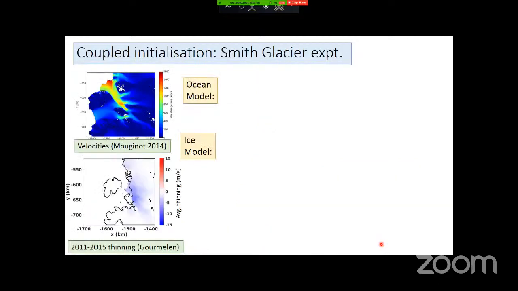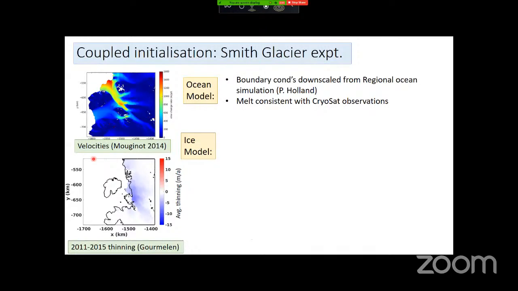I'll go quickly through this because I know I need time. I initialized a coupled model using just a very small sector of the Antarctic ice sheet, using boundary conditions downscaled from a larger ocean model run, and ensuring that the melt rate was consistent with CryoSat observations. The ice model is using what's called the BedMachine bathymetry and initial thickness products, and it's using surface mass balance. Basically, its interaction with the atmosphere is coming from model output, but validated model output.